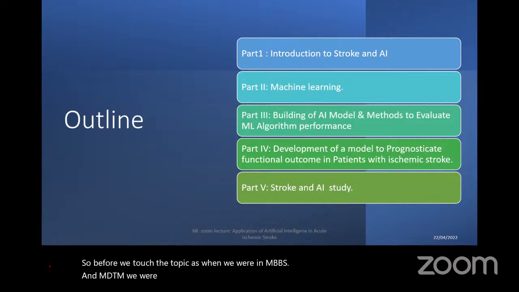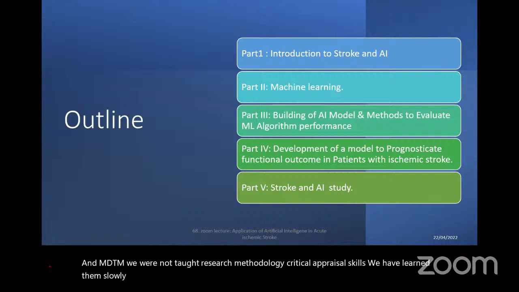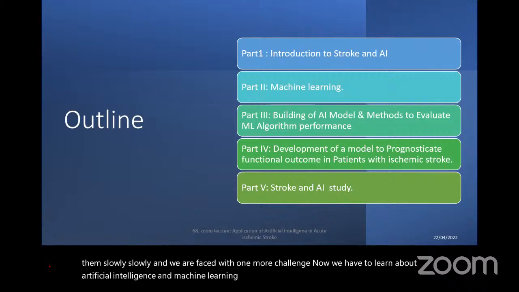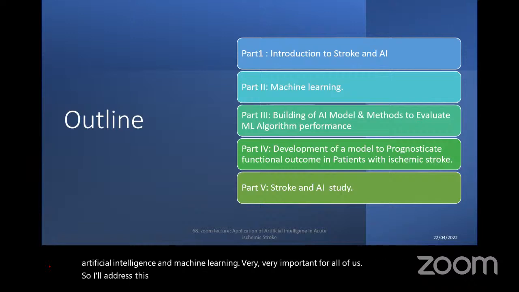taught research methodology, critical appraisal skills. We have learned them slowly. And we are faced with one more challenge now. We have to learn about artificial intelligence and machine learning. Very important for all of us. So I'll address this in introduction to stroke and AI. Before that, I'll talk about what is artificial intelligence and a bit of machine learning. What do we understand about it?